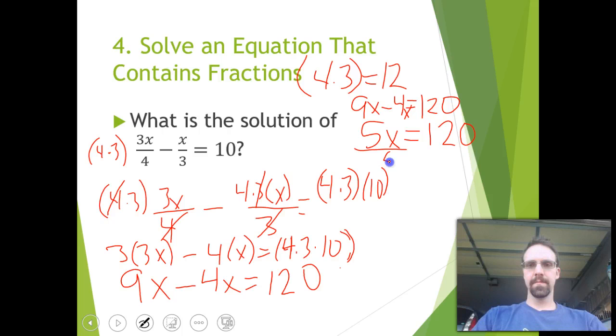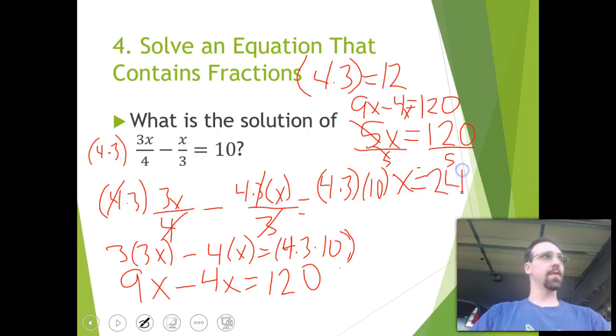Divide both sides by 5. And 120 divided by 5 is a super important number. It is 24. So x equals 24. Go ahead and substitute that in to check.